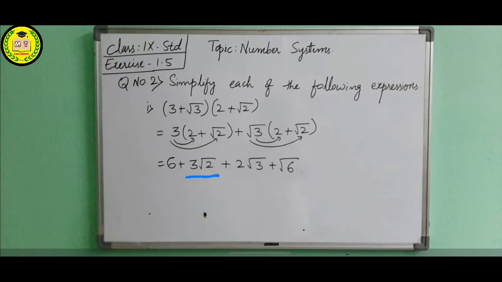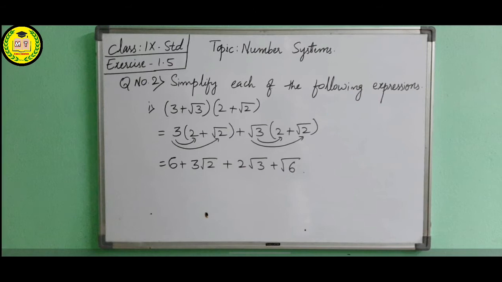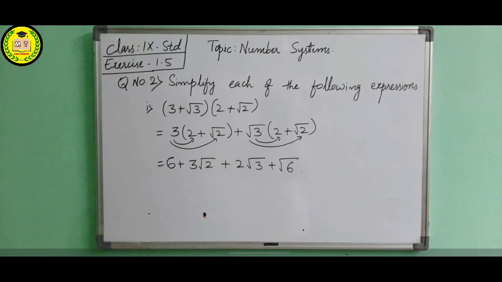Now √3 into 2. Again one has the root and one does not, so we write it as 2√3. The last one, √3 and √2, both have the square root sign, so √3 into √2 will give you √6. If you see here, all the terms are different, so they cannot be added: 6 plus 3√2 plus 2√3 plus √6. Whenever we cannot do further simplification, this will be our simplified answer.